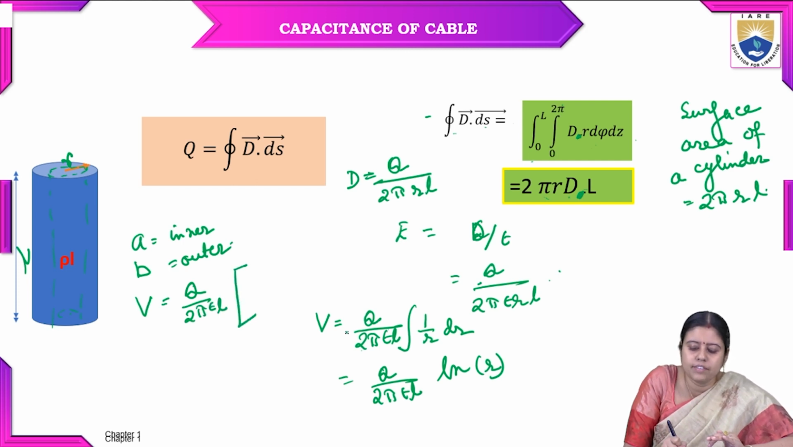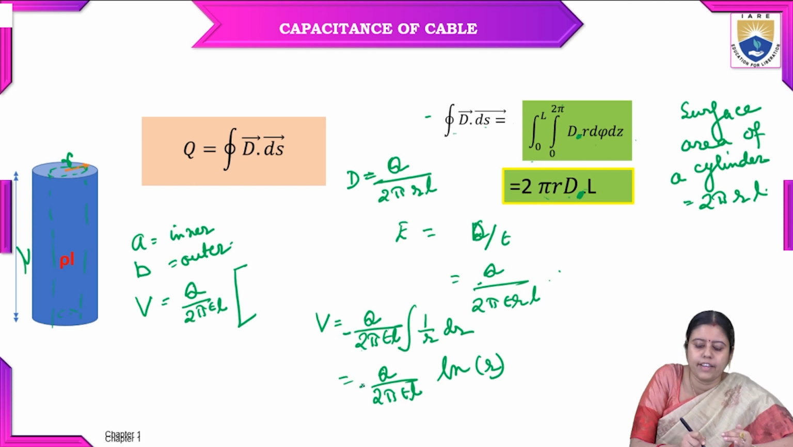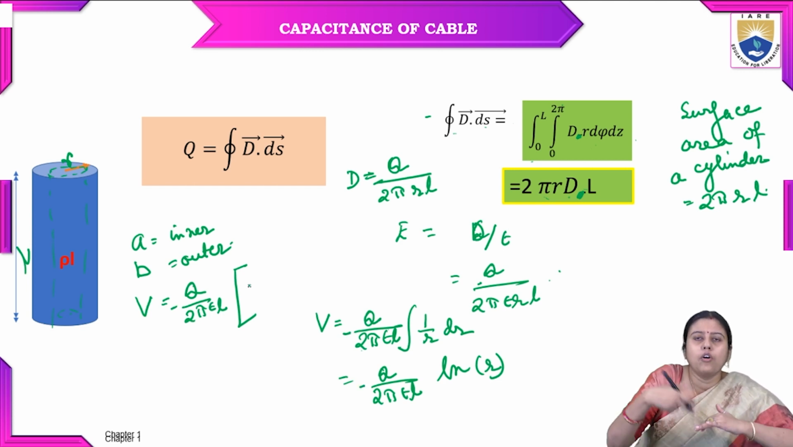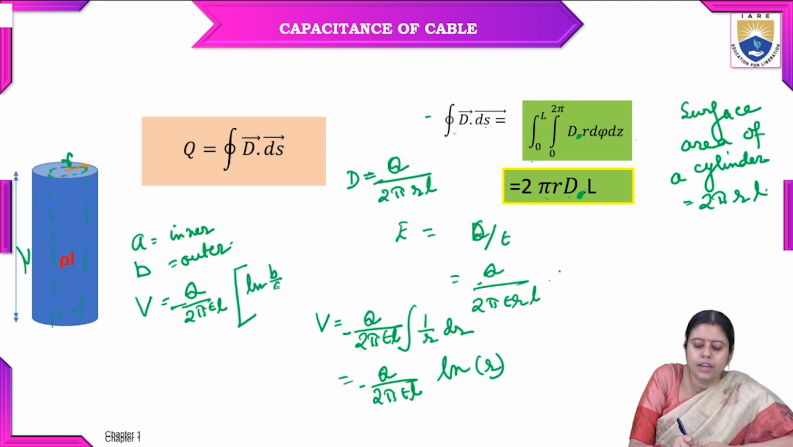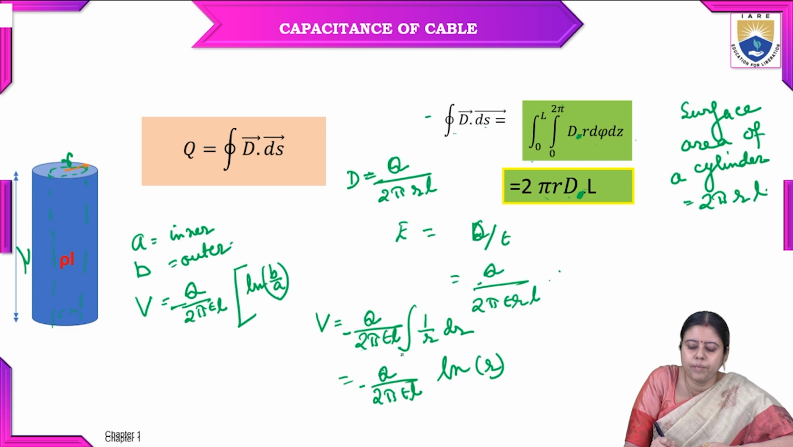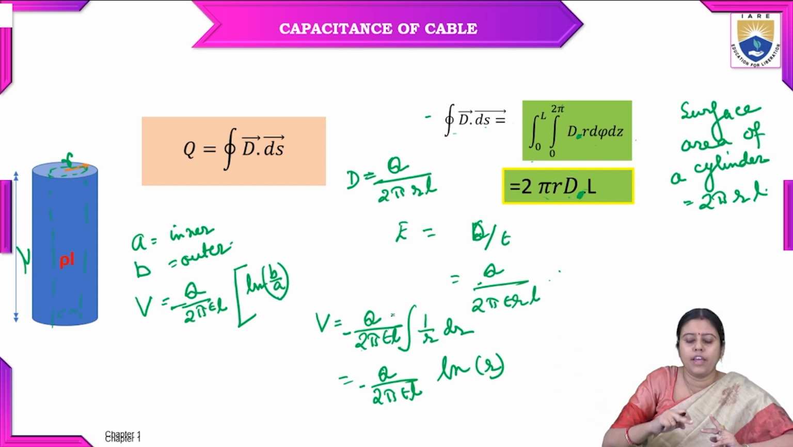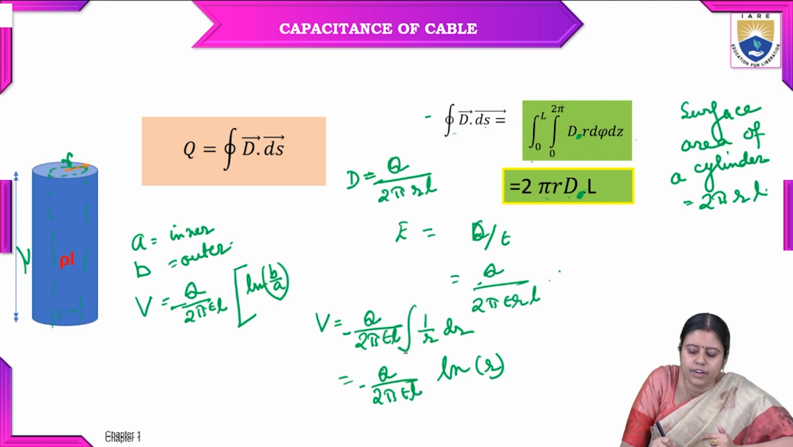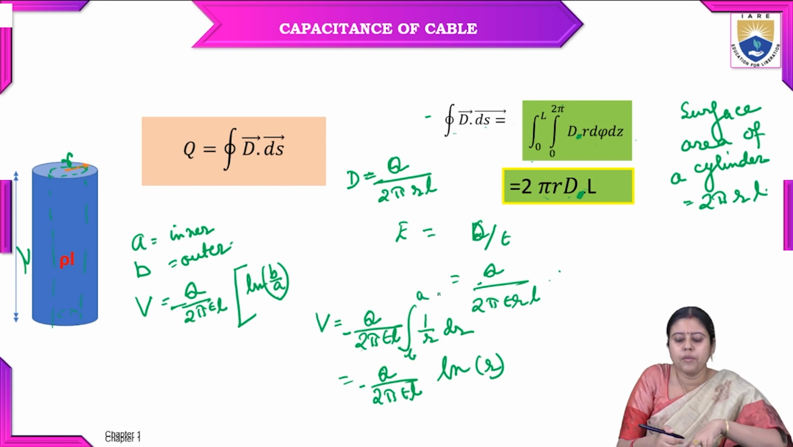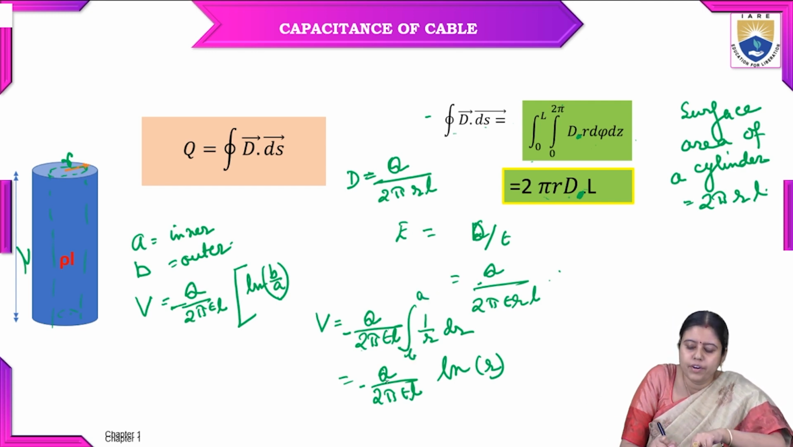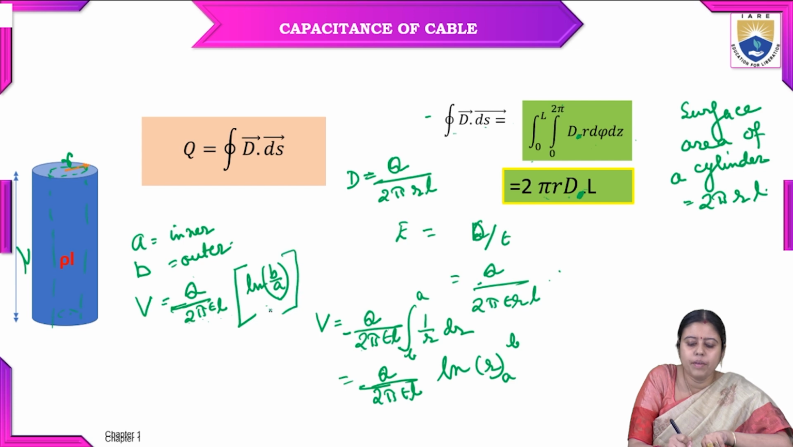What is V? Actually, V is equal to minus E dl. So, we are taking one minus, from outer surface to inner surface. So, it will be ln B by A. Actually, this integration will be from B to A. So, if we change the integration limit and take out the minus, this will be A to B. And after integration, we will get Q by 2 pi epsilon L ln B by A.